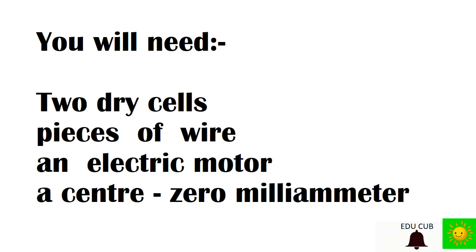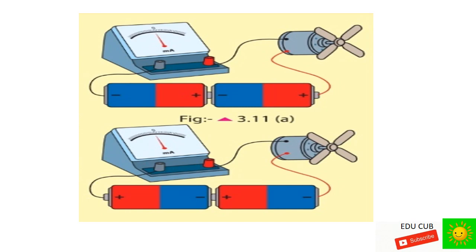Let's do a small activity relevant to the direction of current flowing from an electric source. You will need two dry cells, pieces of wire, an electric motor, and a center-zero milliammeter. What do you have to do? Prepare the circuit like this. Note the direction in which the motor turns and the direction in which the indicator of the milliammeter deflects. Change the terminals connected to the circuit and observe.